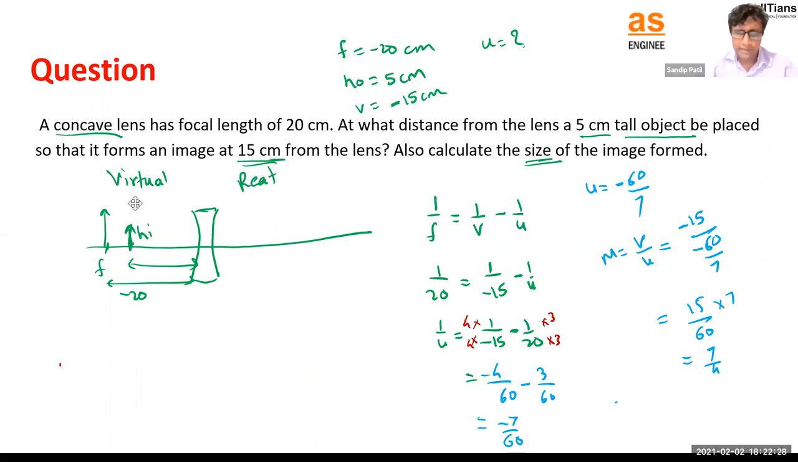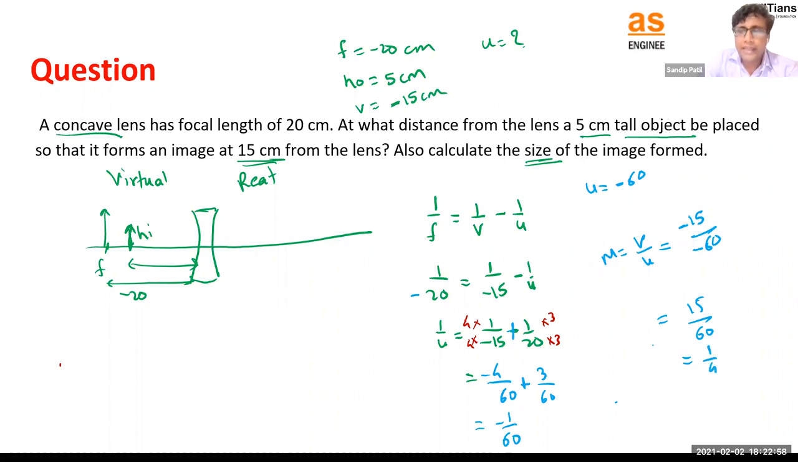Let me check if this answer is correct. 1 by F, this becomes 1 by minus 20. Now this has the minus sign actually. So this becomes plus here. So this is minus 4, this is minus 3. Yes, there is a mistake again. So this is plus. We're getting minus 1 by 60. Right? So U will become minus 60 and the magnification will become 1 by 4.